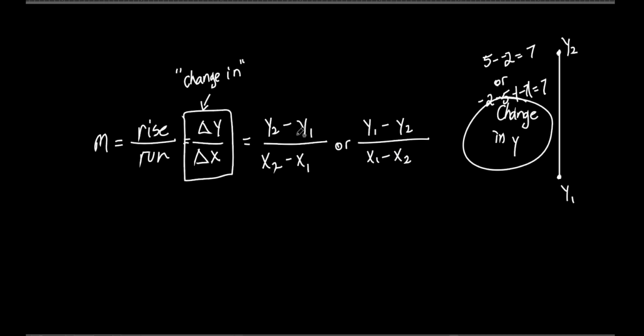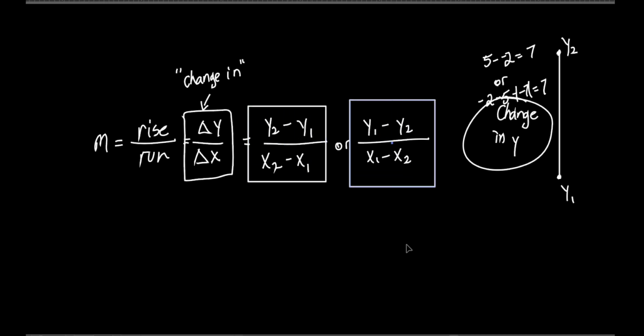So either one of these is perfectly fine. You can find the slope that way or that way. It doesn't matter which order you subtract them in, but you've got to make sure you subtract the y's in the same order as you subtract the x's, okay? It's very important that you do that. All right, enough of that. I think that's enough remarks. Let's actually do an example.